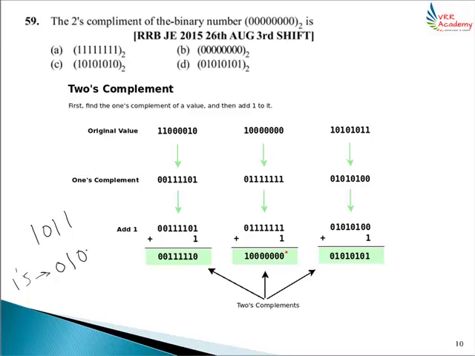So this is the 1's complement. Then with this you have to add 1. If you add 1, you will get the 2's complement. So this is the 2's complement for the given binary number. This is the technique you have to use here. You can see an example. We are not solving the problem, but I will directly give the answer. You can check it. For 59, the answer is B. So B is the answer.